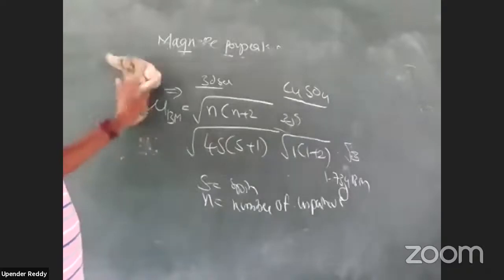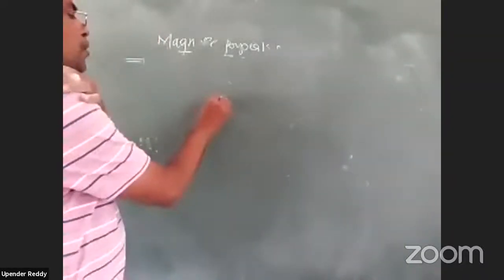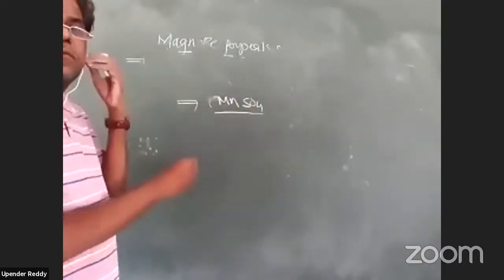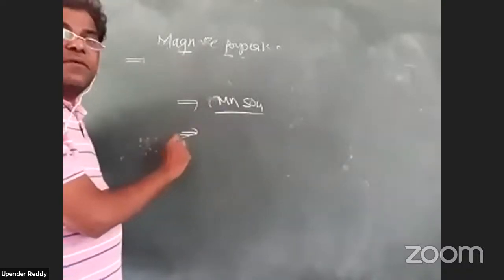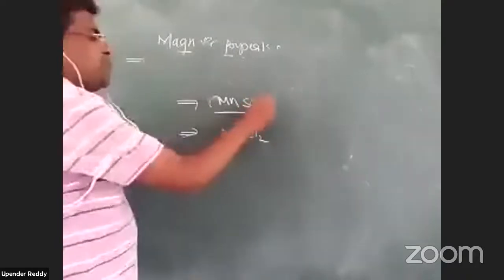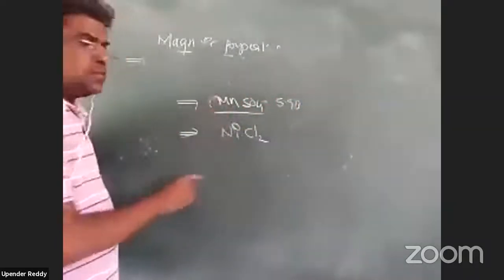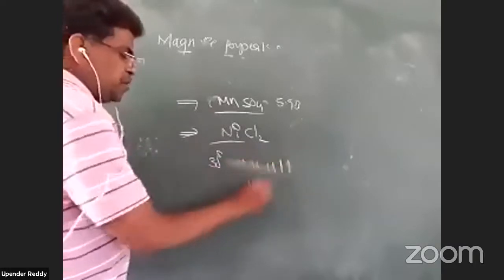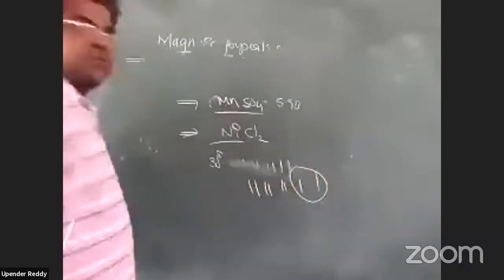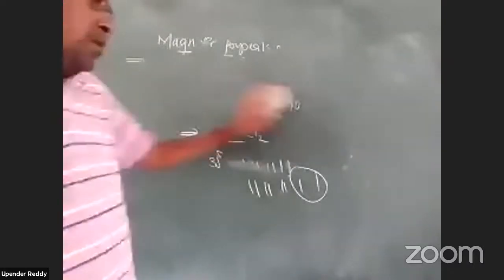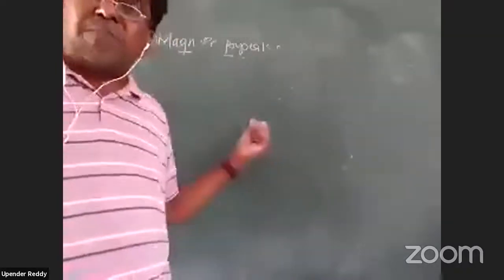Now, anyone can answer this. What is the magnetic moment of manganese sulfate? Answer immediately. Next, any other one? Nickel chloride. Yes, very good. 5.9 something, because 5 electrons. Nickel is 3d8. 1, 2, 3, 4, 5, 6, 7, 8. Two unpaired electrons, 2.8 something. So this is about paramagnetic behavior and the spin-only formula. This formula is called the spin-only formula.